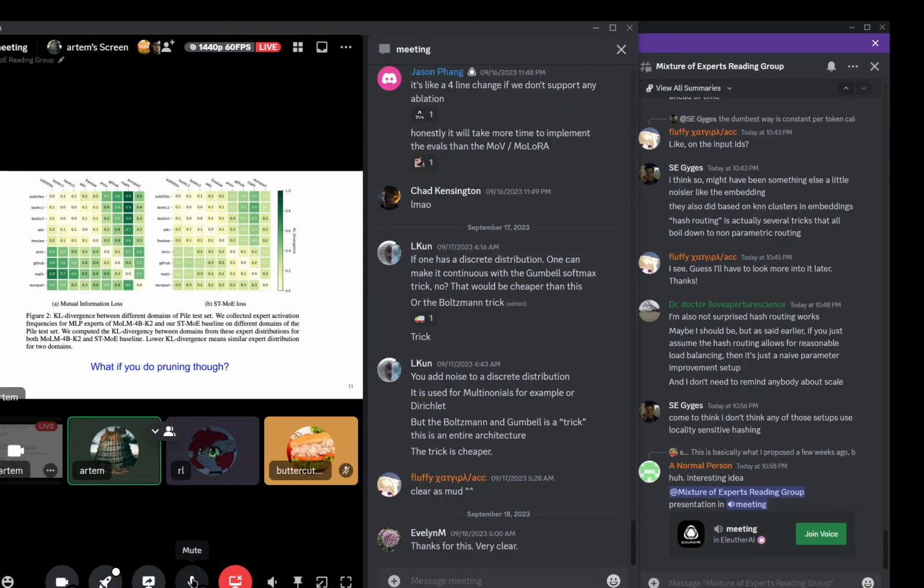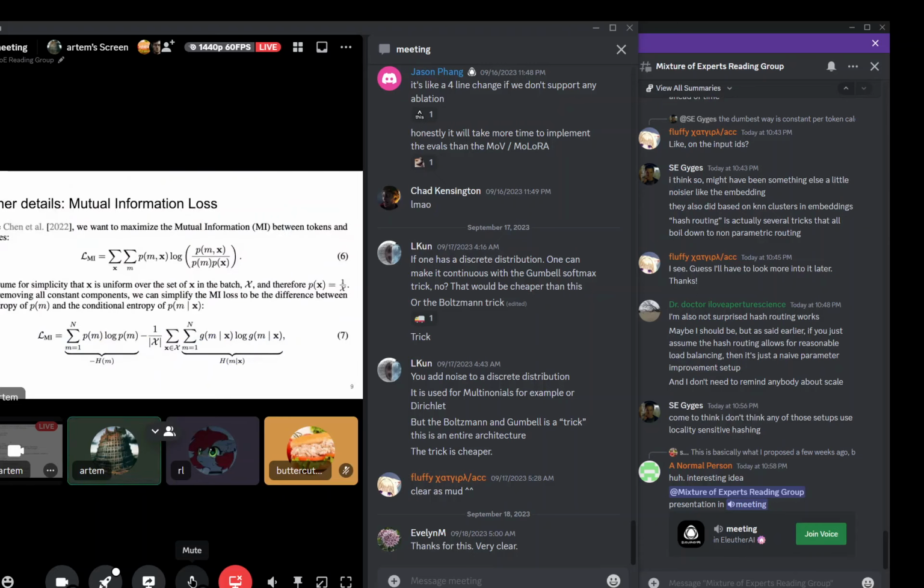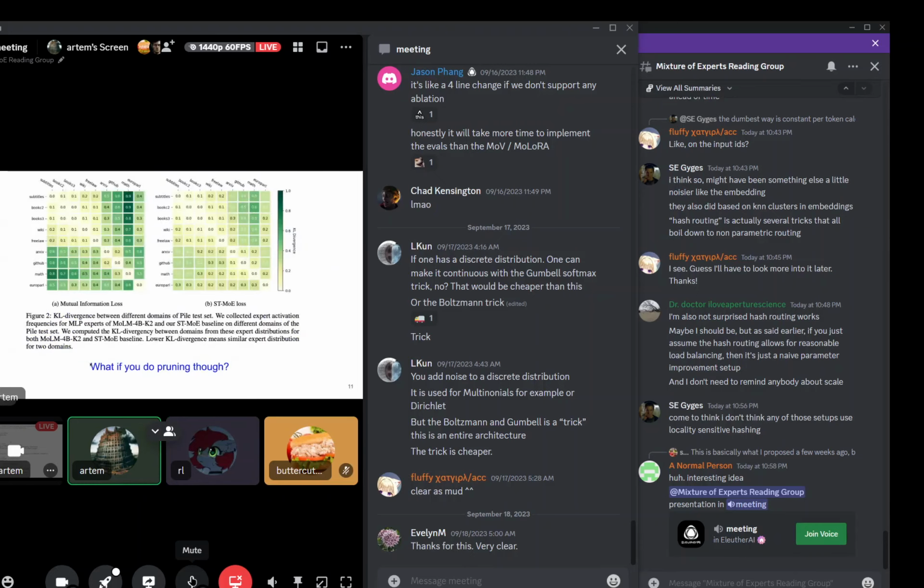Well, that might just be a feature of the loss. But you said that they're trying to minimize the divergence, right? Well, yeah, but there are two terms here. I guess it's not a one-to-one thing between the KL divergence and trying to specialize the experts. It's a slightly different definition. But yeah, it does have more divergence than the regular STMoE loss.